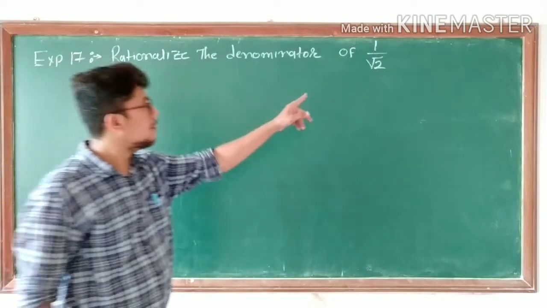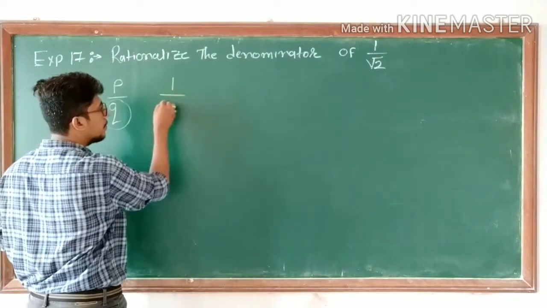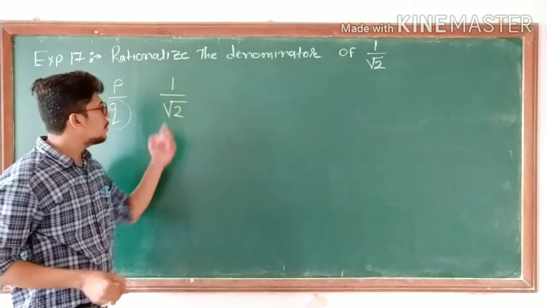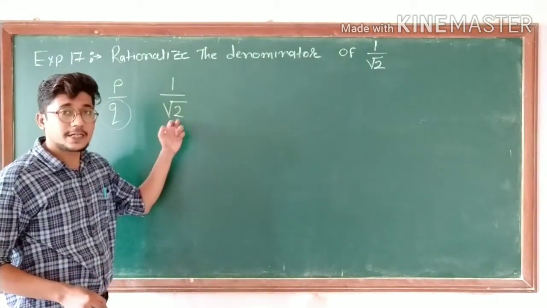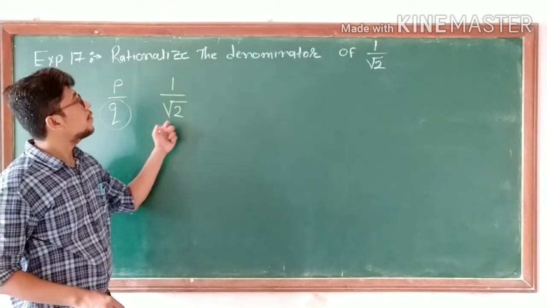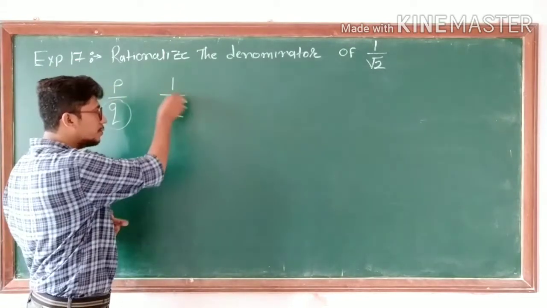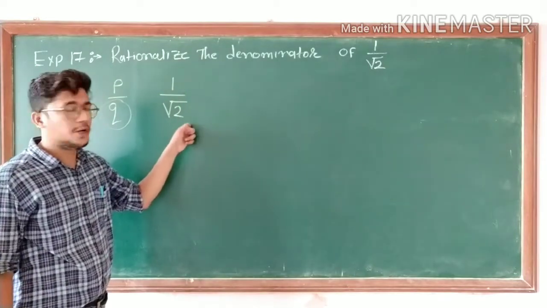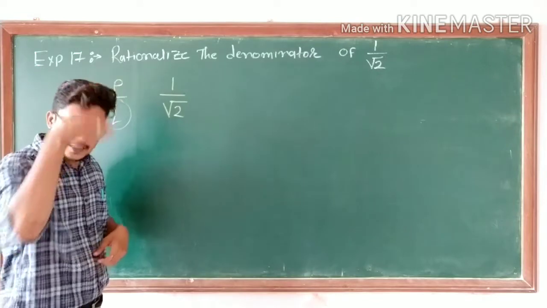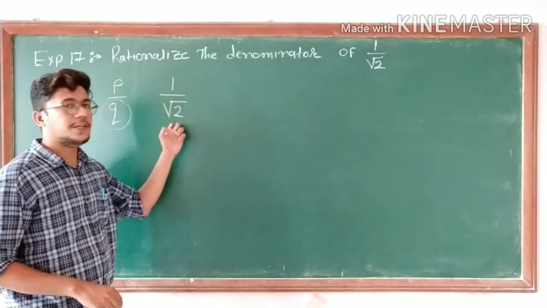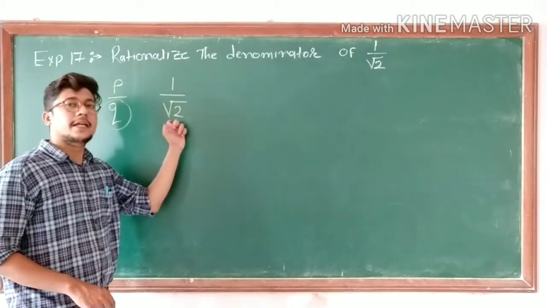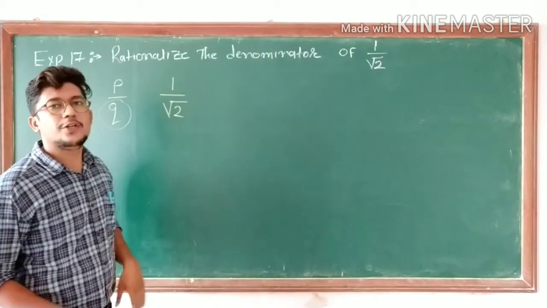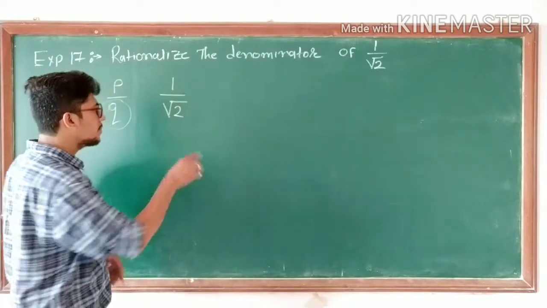As we can see, 1 upon root 2, 1 upon square root 2. We know that 1 is a rational number, but what about square root 2? It is not a rational number, it is an irrational number. So they are asking to rationalize the denominator. Numerator में कुछ भी हो, they don't care, but they don't want an irrational number in the denominator. So we have to change this irrational number into a rational number. To do so, what you have to do is very easy.